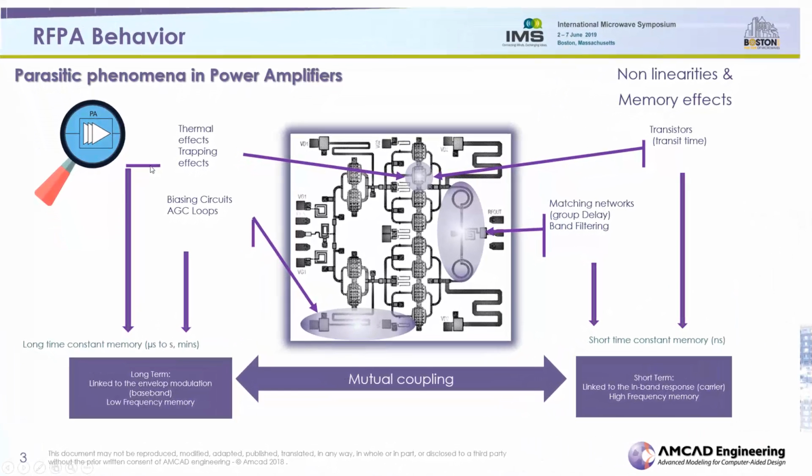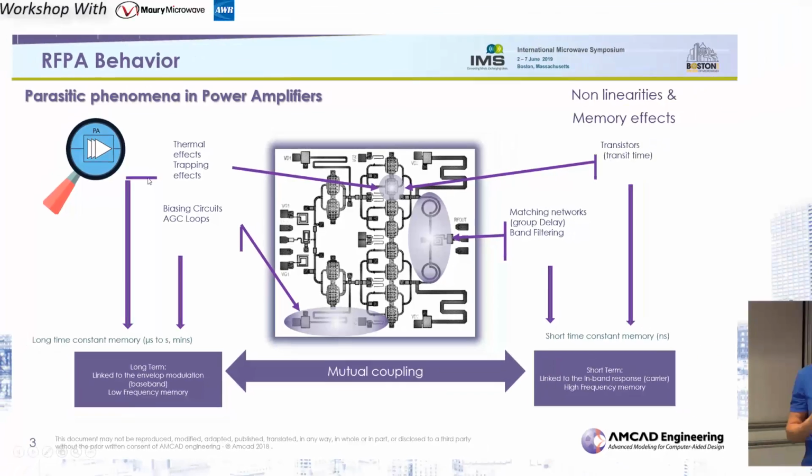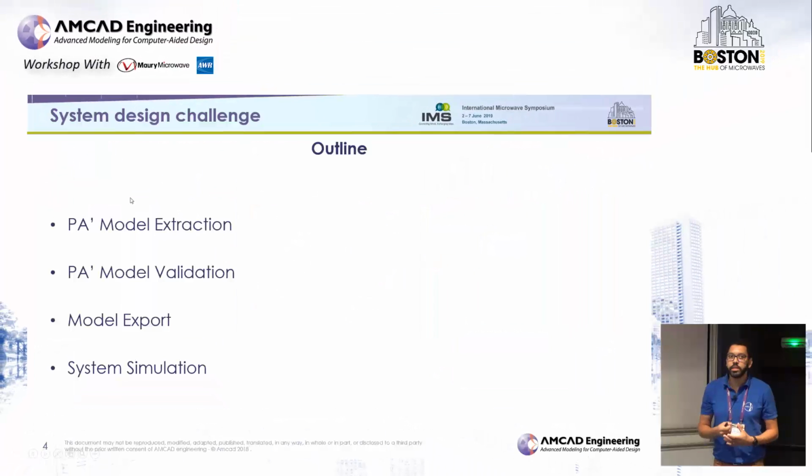There are mainly two types of memories: short-term memories, which depend mainly on the response of the corresponding circuit in the high-frequency bandwidth, and the long-term memory, which is related to a low-frequency phenomenon, such as low-frequency intermodulation products that will not be filtered by the bias circuit, or thermal effects driven by the envelope modulation. In addition, these two memories may have a kind of mutual coupling, which must also be integrated into the behavior model.